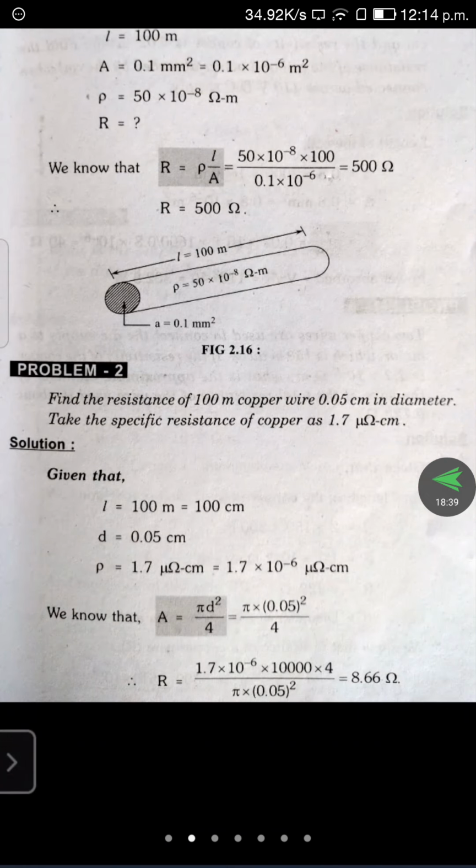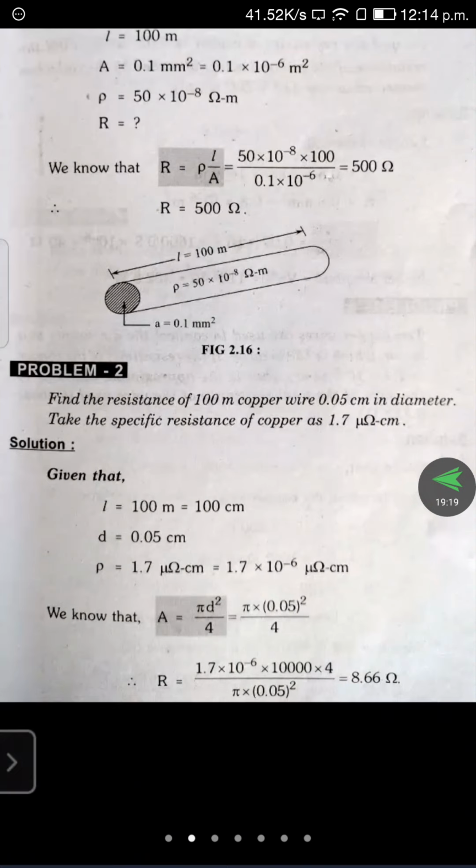First we write down the given data. That is actually 1000, mistakenly printed as 100 centimeters. L is equal to 100 meters, which implies 100 into 100, since 1 meter is 100 centimeters. So we get the value as 10,000 centimeters. In the book it is mistakenly printed as 100. So 10,000 centimeters. Next, the diameter: D is equal to 0.05 centimeters.